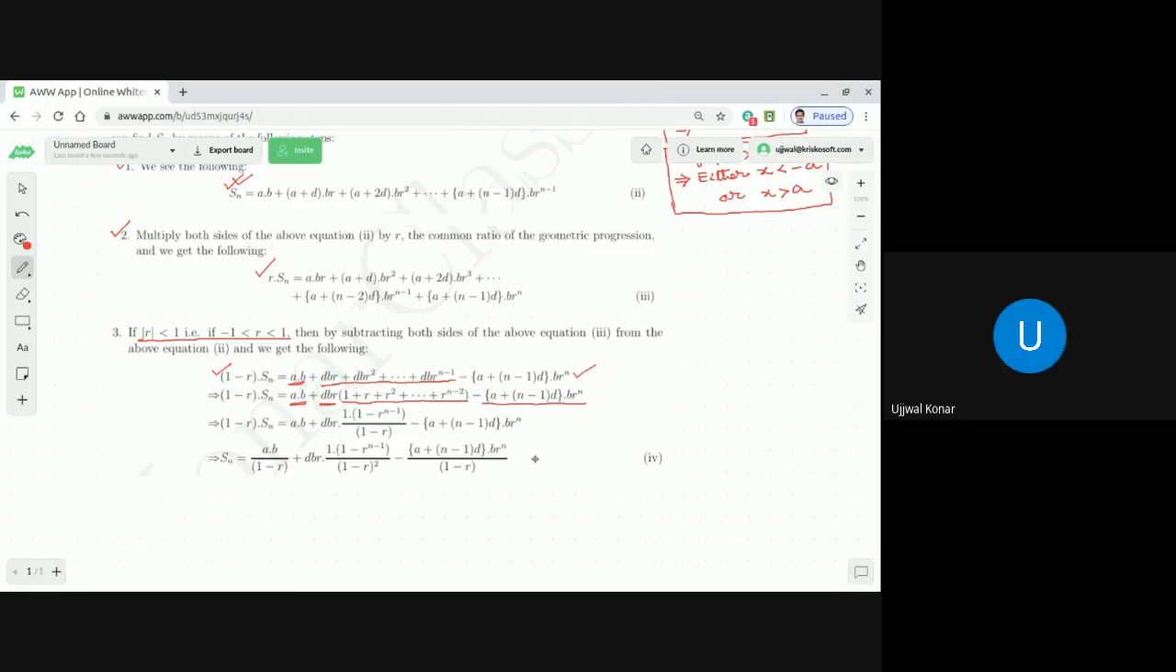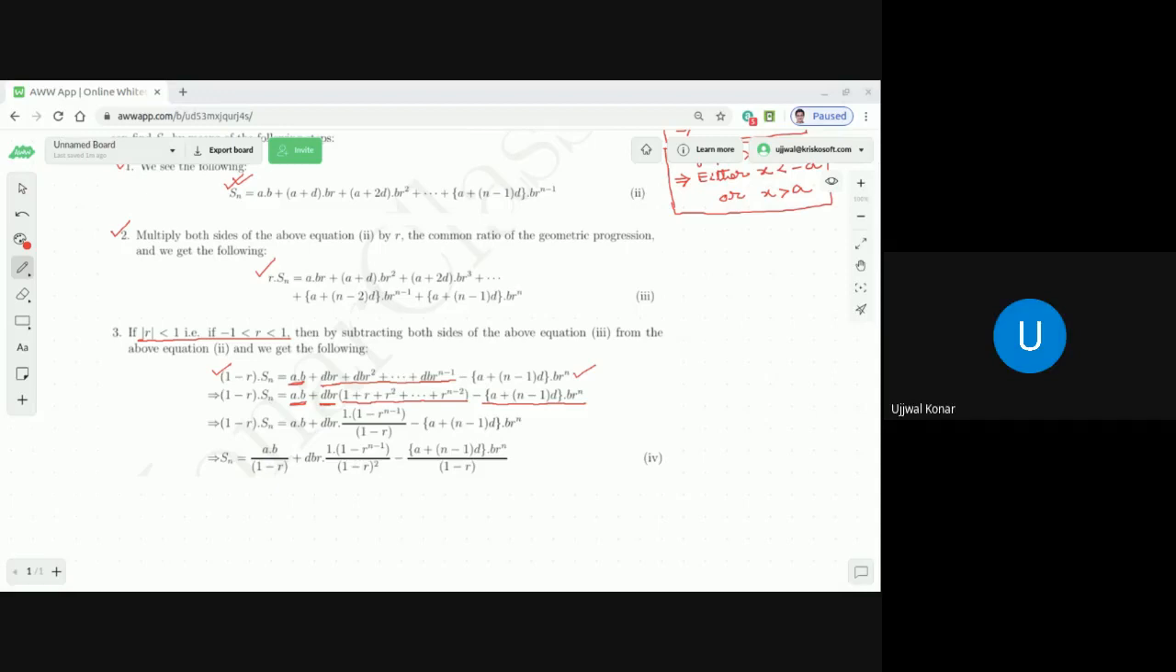Clear or not clear? You need not remember this formula. If you can, that is great. But it is a little longer to remember, but you should know how we have achieved it. You got my point, dear students? You need to know how we have achieved this particular formula. Correct or not? Now let's do something.